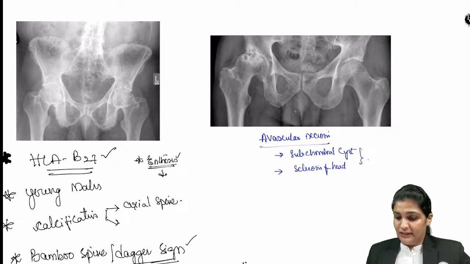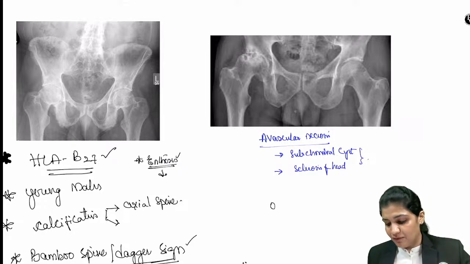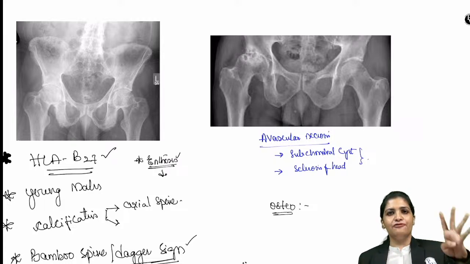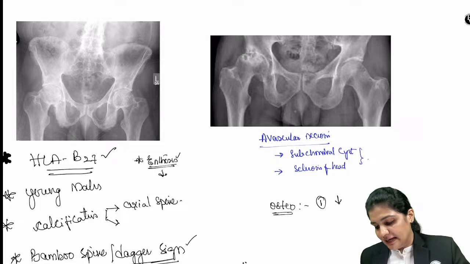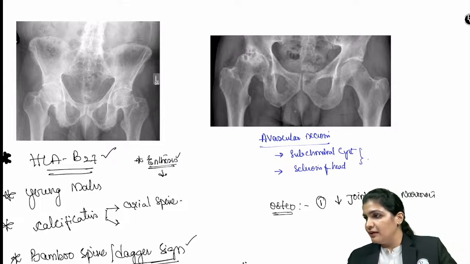And coming to osteoarthritis. What is osteoarthritis and how do you diagnose it? Coming to osteoarthritis, there are 4 cardinal signs which you have to remember. The first one is a reduction in joint space. So there will be joint space narrowing, right.